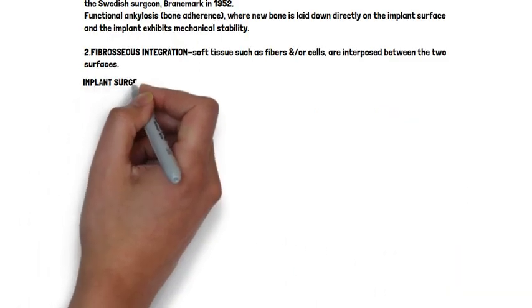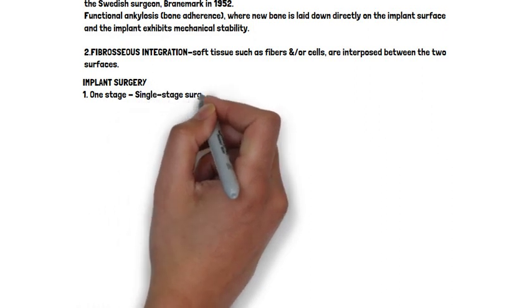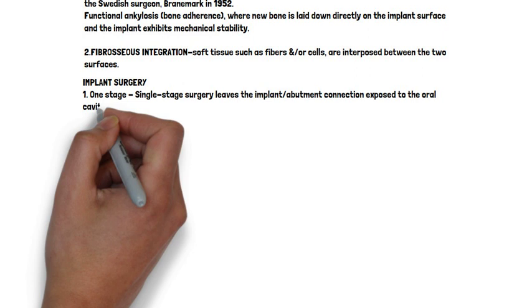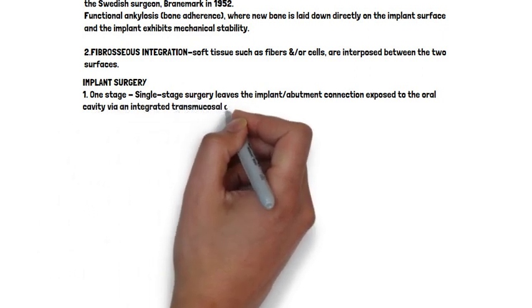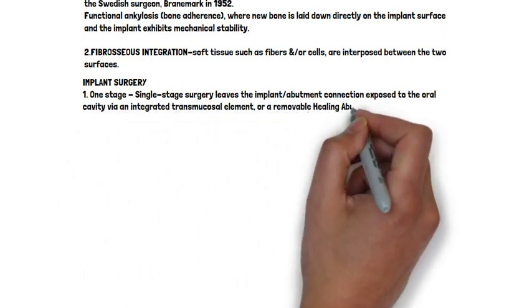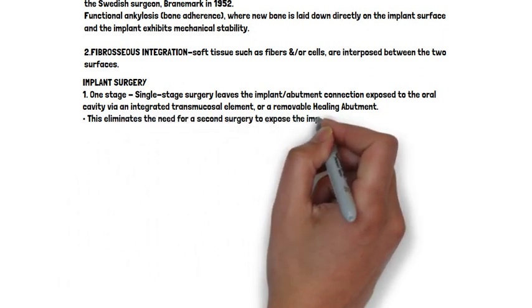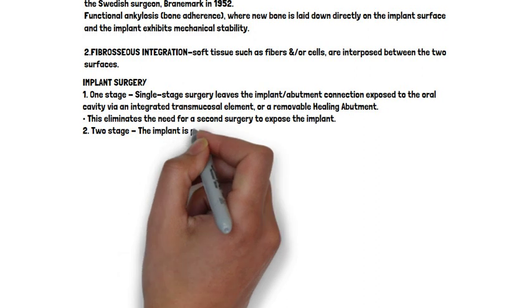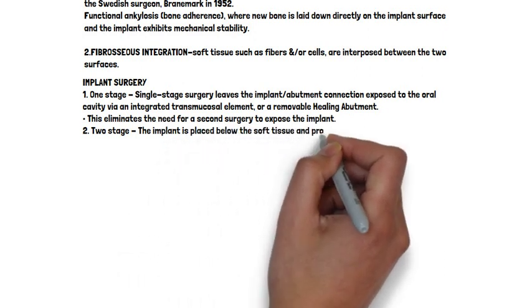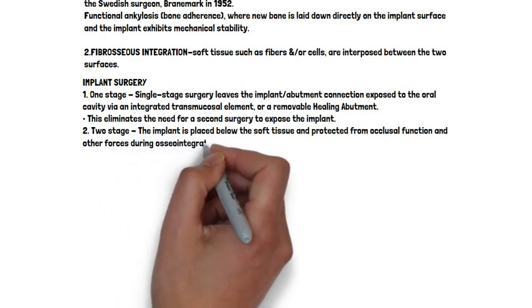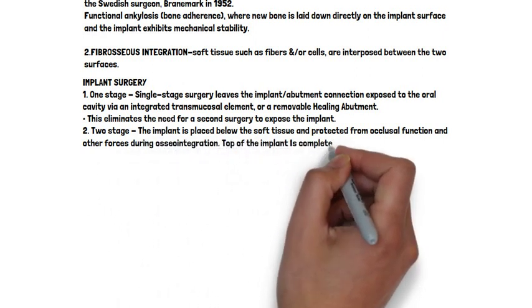Implant surgery. 1. One-stage, single-stage surgery leaves the implant abutment connection exposed to the oral cavity via an integrated transmucosal element, or a removable healing abutment. This eliminates the need for a second surgery to expose the implant. 2. Two-stage: the implant is placed below the soft tissue and protected from occlusal function and other forces during osseointegration. Top of the implant is completely submerged under gingiva.